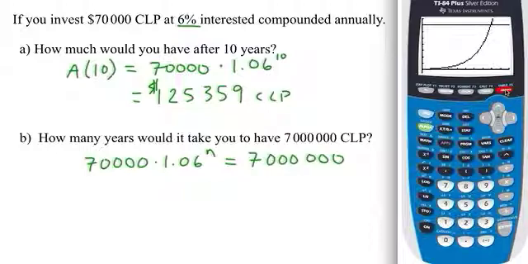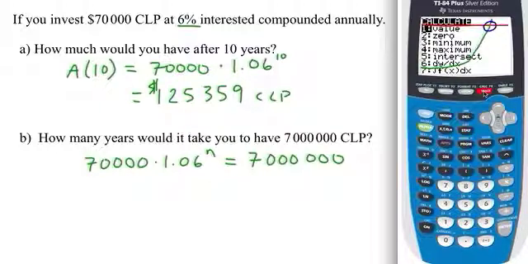So I can see this line here, which is the 7 million line, and then I can see the line coming up here, which is the line y equals 70,000 times 1.06 to the power of x. And I'm interested in this point right here. All right? So this is where we're going to use the calculator. Remember second calc and then intercept.